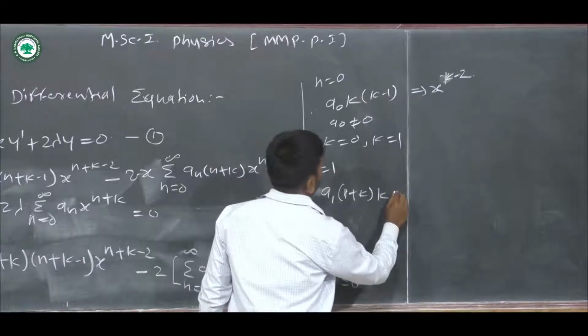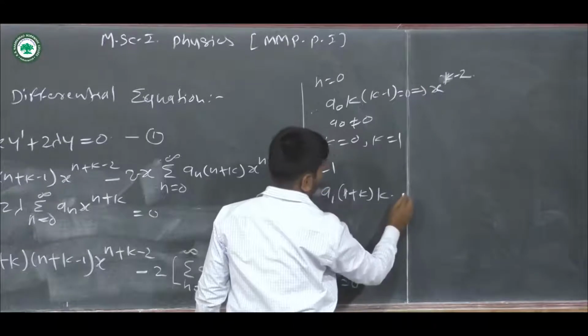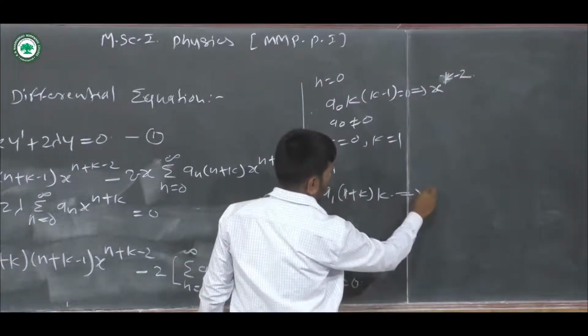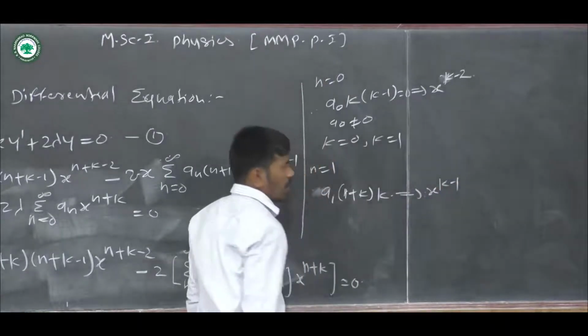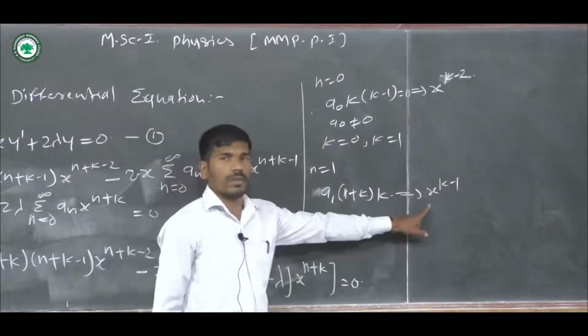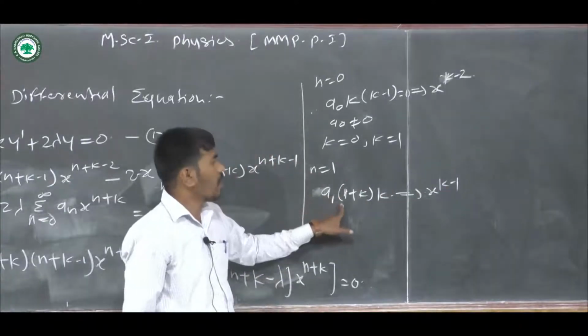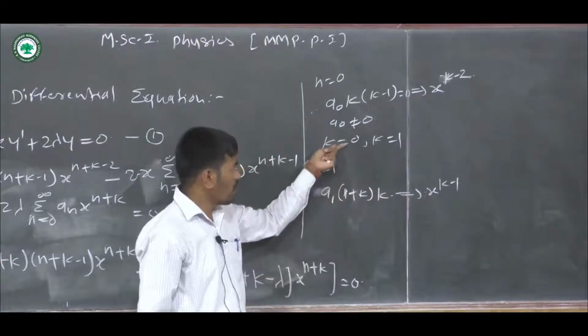Okay, so this is equal to 0. Here the power of x is x power k minus 1, the next successive lowest power of x. For n equal to 1 we get x power k minus 1, so we equate the coefficient of this term to 0, and we can find this root.